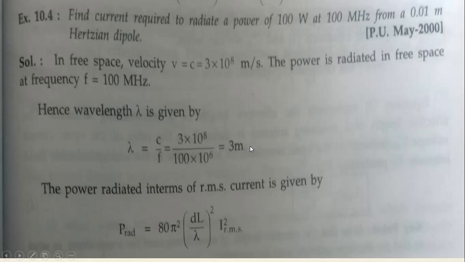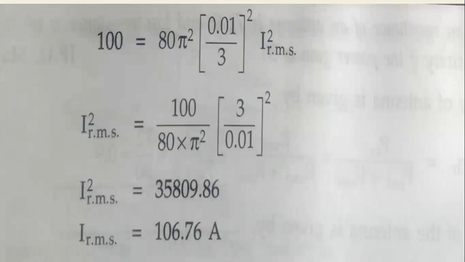Similarly, the power radiated in terms of the RMS current is given by P radiated equals 80 pi square (dl divided by lambda) whole square into I RMS square. To calculate the I RMS value, the other parameters must be known. P radiated is given, dl is 0.01, the wavelength is 3, and the unknown parameter is I RMS square.